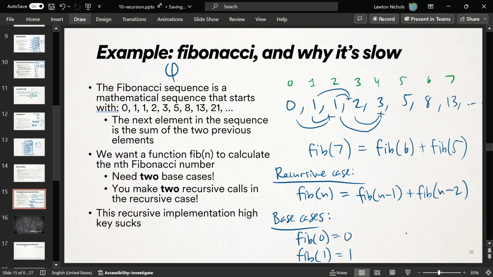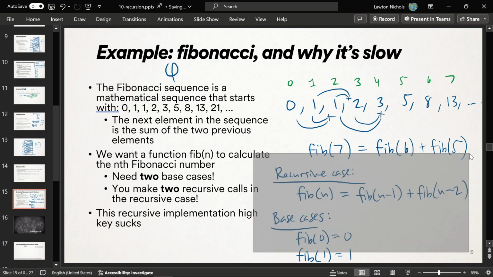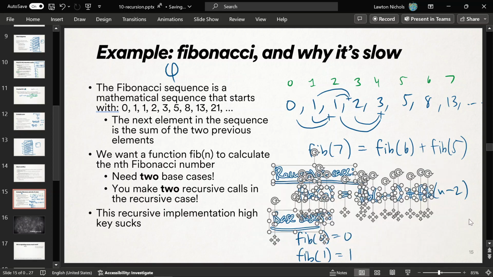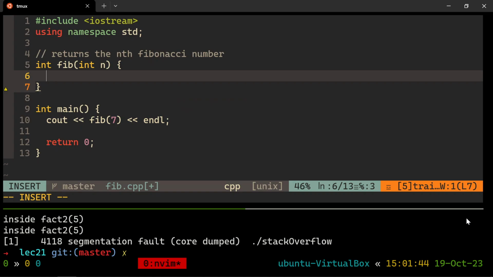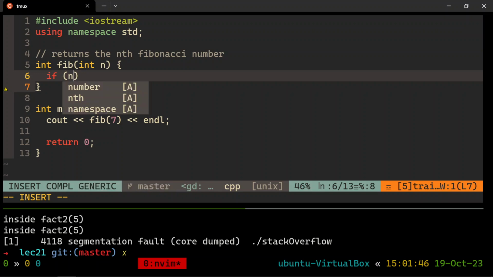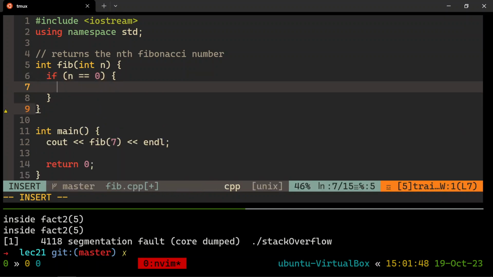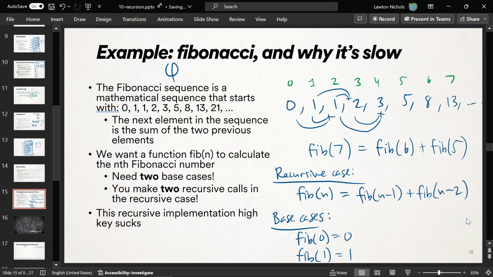All right. So we've got to figure out, are we in a base case or are we in the recursive case? That's always your first step. Which rule do I run? You've got to figure it out with an if statement. So let's check. Are we in a base case? If n is 0, that's one of the base cases. We return 0.